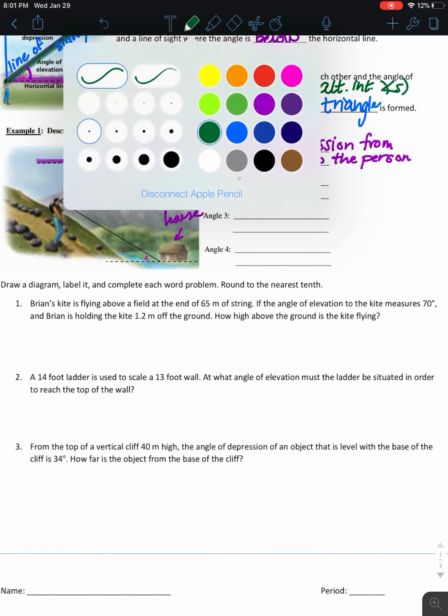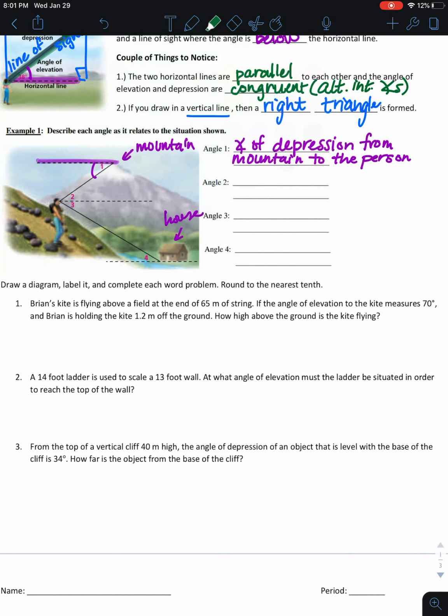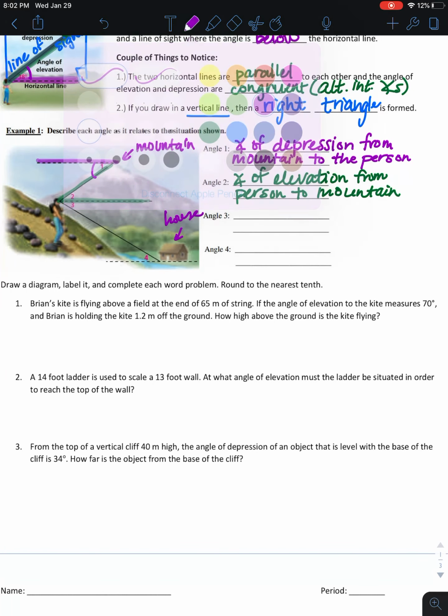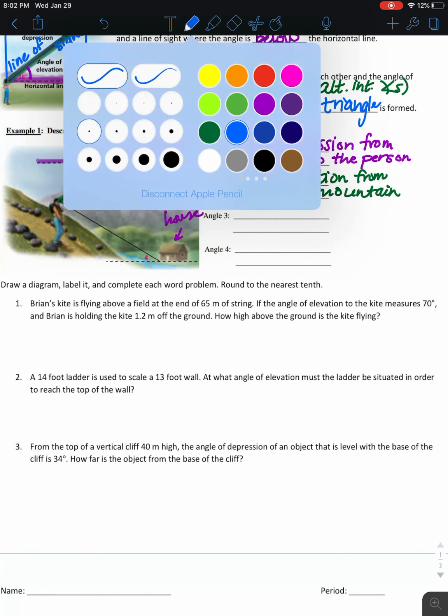Angle 2, okay, let me use some different colors here. Angle 2 is formed by this horizontal and the line of sight here. So since it is above that horizontal, we call it an angle of elevation. Now we are going from the person to the mountain. Okay. Actually, we'll do this color.